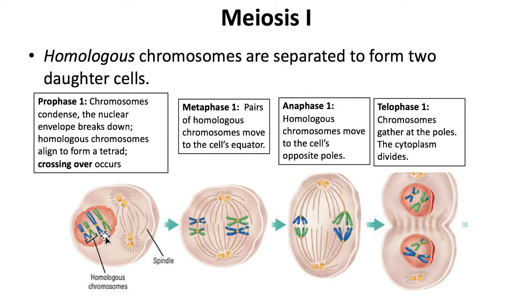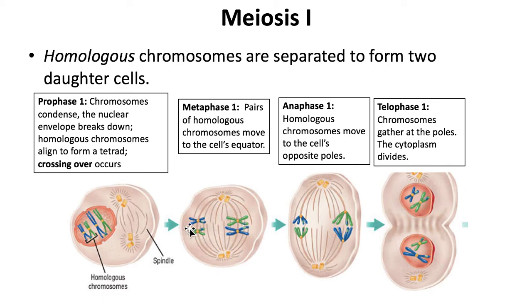And what they're going to do is something called crossing over, where they're going to exchange little bits of information with each other. So between the homologous pairs, the one from mom and the one from dad will exchange pieces to get themselves really jumbled up. In metaphase 1, something super weird happens.